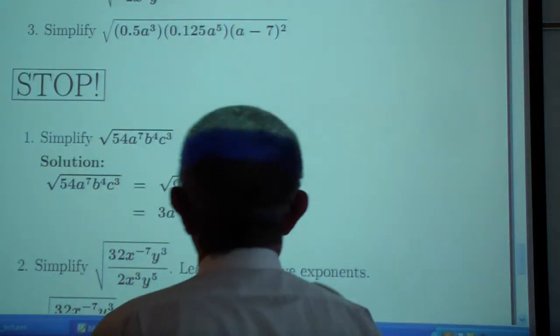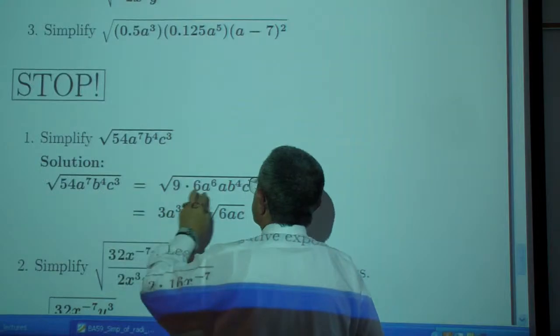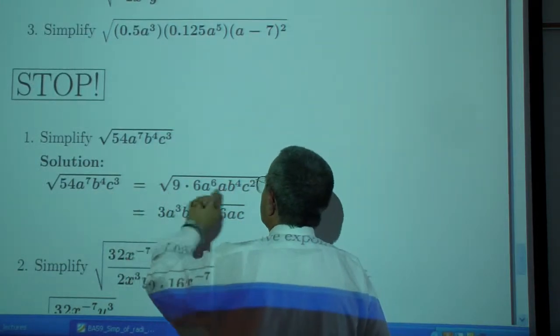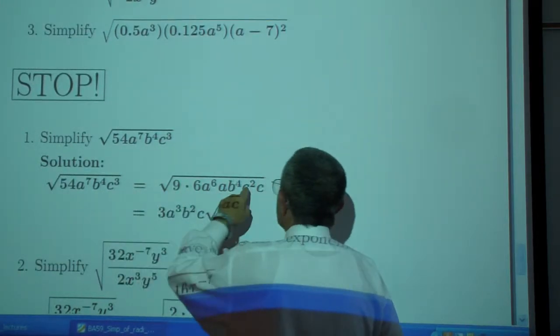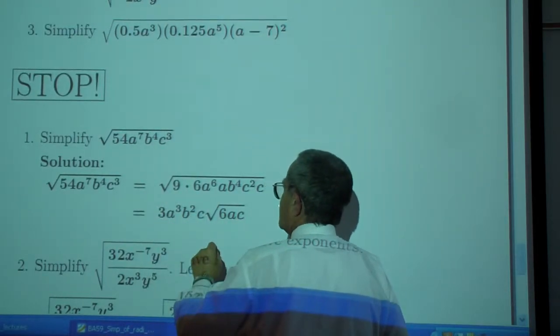First example. Write 54 as 9 times 6. Write a to the 7 as a to the 6 times a. Leave b to the 4. C cubed, c squared times c. Why? Because 3 times 3 comes out as 3.